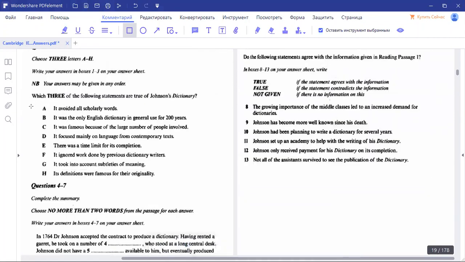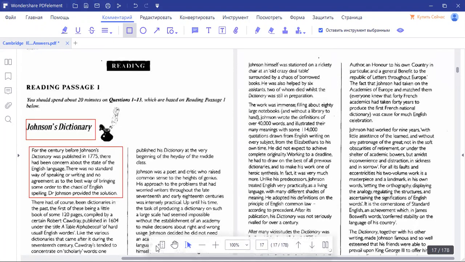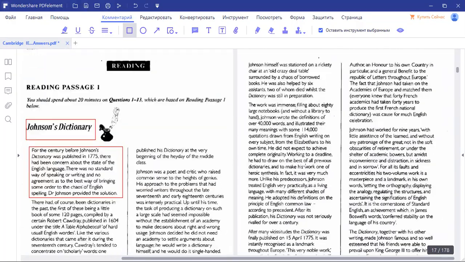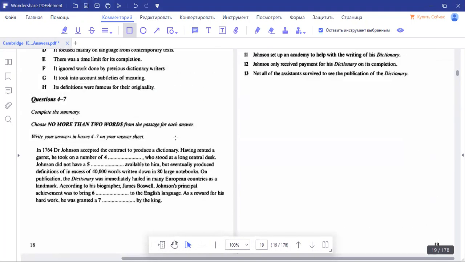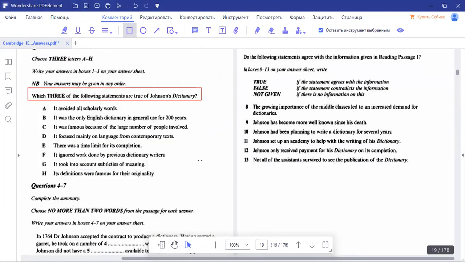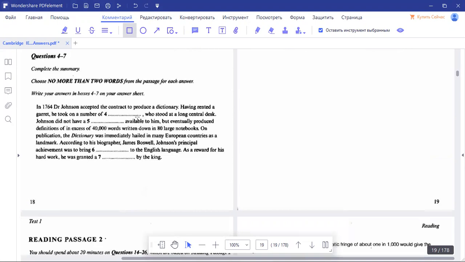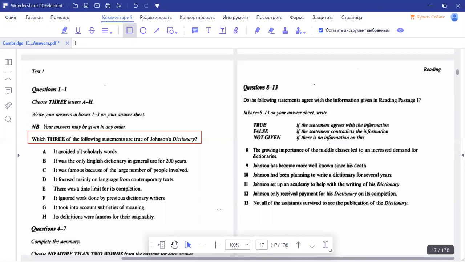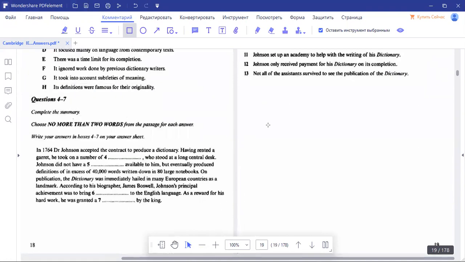You see, guys, we have three types of questions here. This one is, which three of the following statements are true for Johnson's dictionary? So we have to scroll through the whole passage, flicking through it, and find the facts. It's going to take a lot of time. But if I do either of these tasks, gap filling and sentence completion, or true false not given, it's going to give me an opportunity to get a general understanding and become more familiar with the text. So I'll do this for sure.